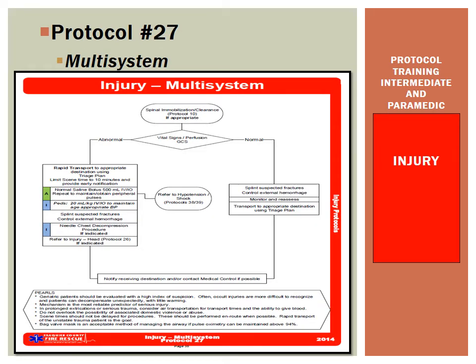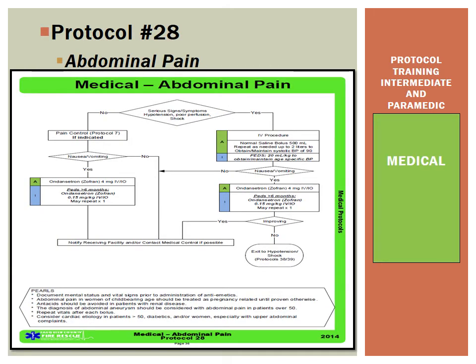Okay, Protocol 27 is a multi-system trauma protocol, and it's broken down between abnormal and normal vital signs, perfusion, and GCS. No real change in your current treatments. Protocol 28 is an abdominal pain protocol, and of course our chief antiemetic that we're still carrying is ondansetron or Zofran.